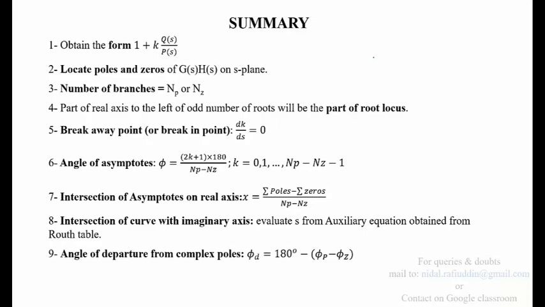The angle of departure from a complex pole is given by phi d by this expression, and the angle of arrival at complex zeros is given by the expression phi a. So these are the rules that we'll be using in order to obtain the root locus for any problem in hand. And in the next lecture, we will do some examples related to root locus, and we'll try to draw the root locus by hand, as well as confirm that the plots are correct using MATLAB.